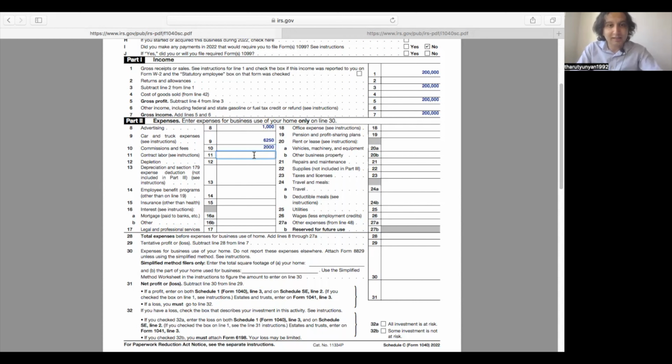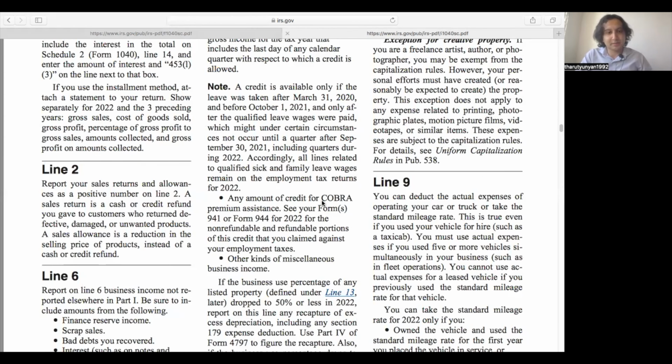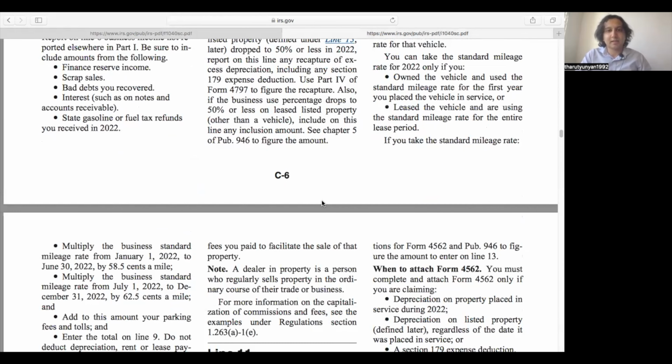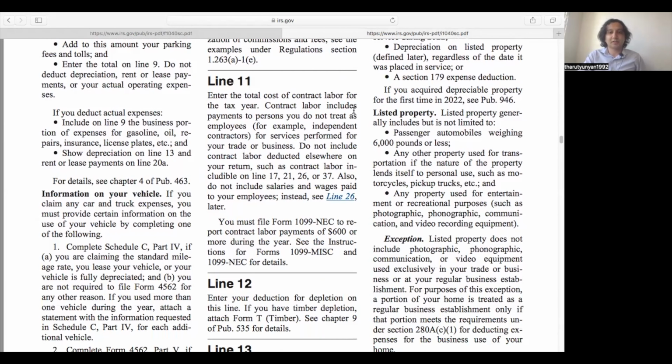Now, contract labor. Let's look at the instructions for this one, right? Because this is a little complicated. So enter the cost of the contract labor for the tax year. Contract labor includes payments to persons you do not treat as employees, so independent contractors, for services performed for your trade or business.